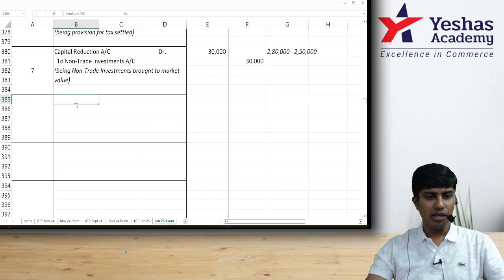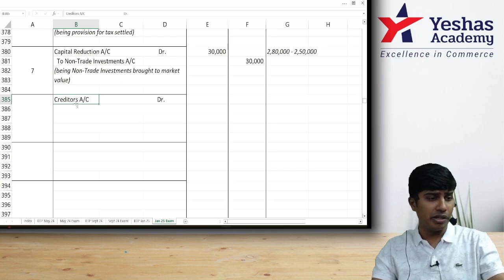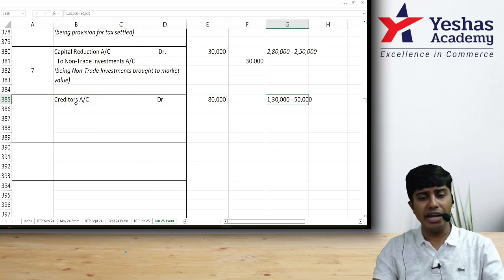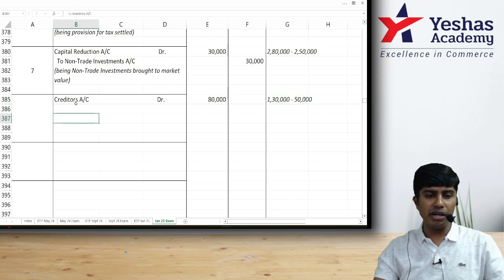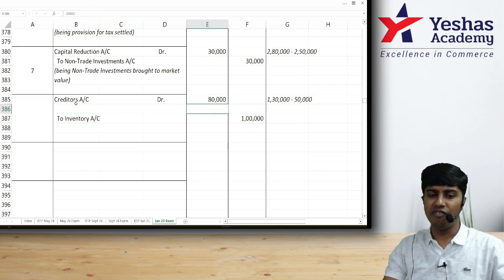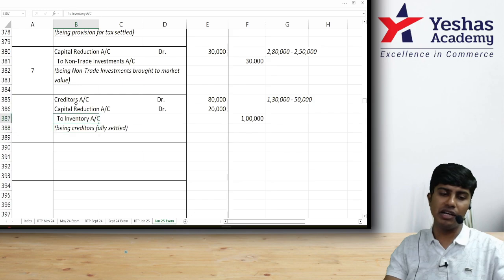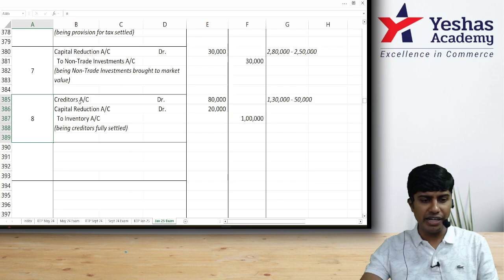Shall I write here? I would write creditors account debit. Instead you can write trade payables debit. How much is it reducing by? 80,000. Remember, 1,30,000 minus 50,000. And I am giving them my inventory worth rupees 1 lakh. The difference of 20,000 will be capital reduction account. Did everyone get it? Very nice.